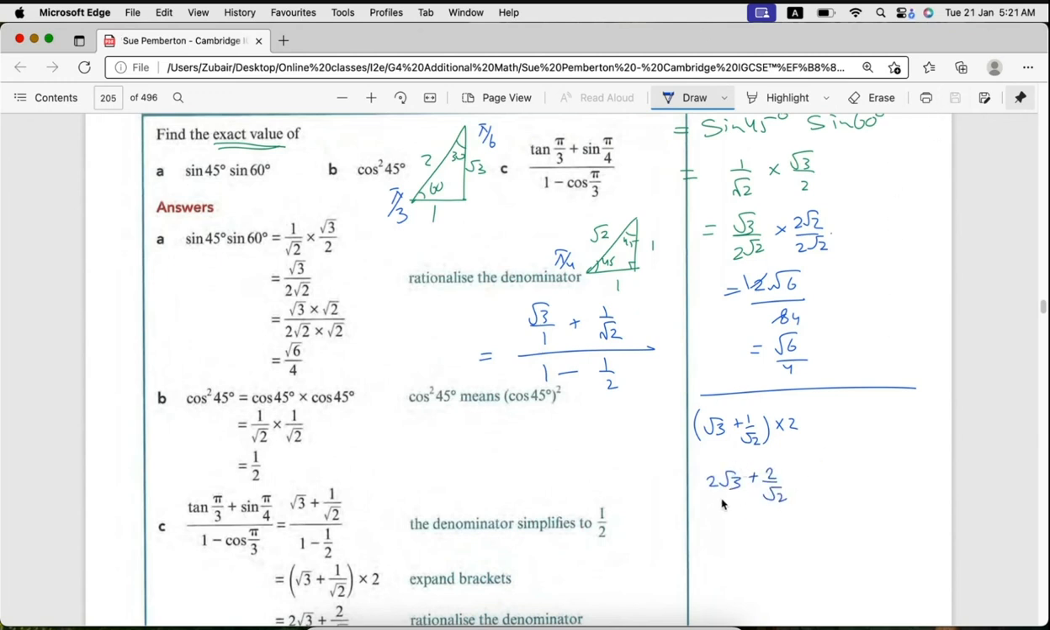How does it go up? Simple. The numerator is square root 3 by 1 plus 1 by square root 2, and the denominator was 1 by 2. This is being divided, so I multiply it with 2 over 1.